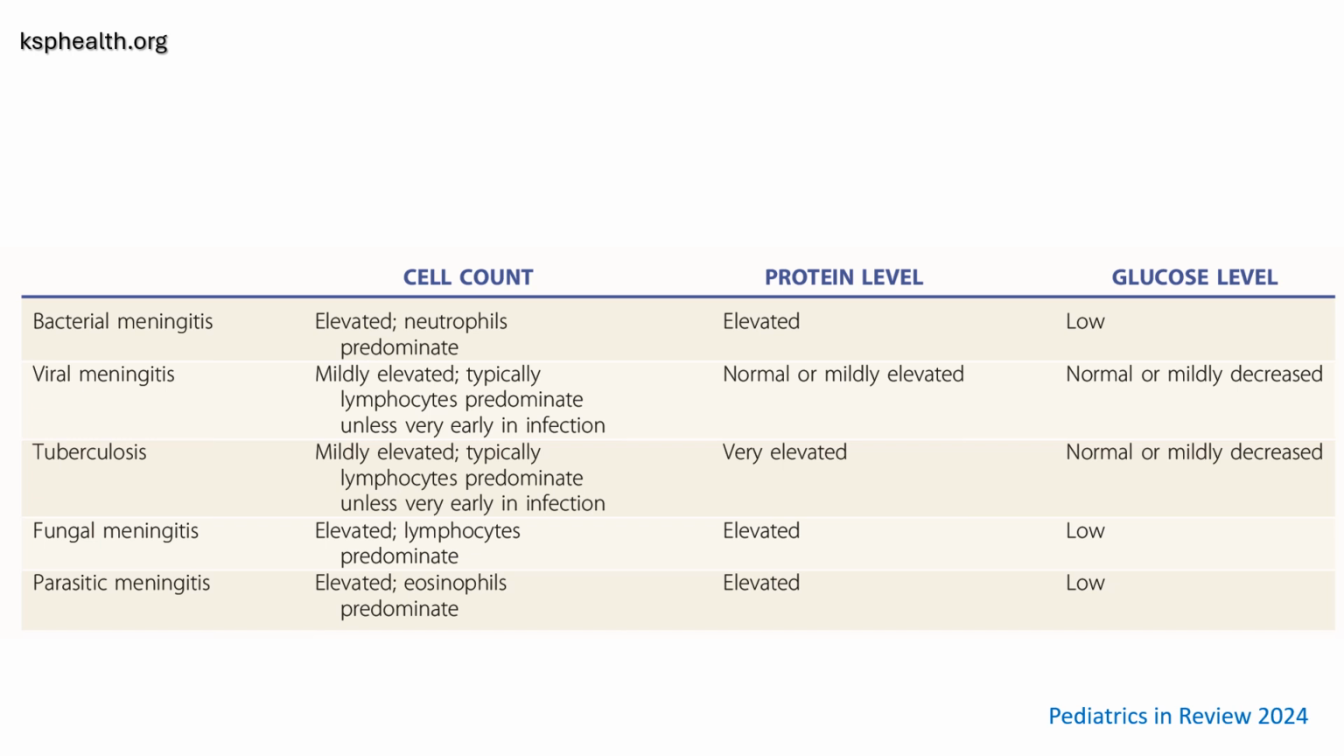On the other hand, viral meningitis, which is most common, will have a mildly elevated cell count, predominantly lymphocytes, normal or mildly elevated protein level, and normal or mildly decreased glucose level. With the advent of newer technology like PCR, which is available within 1 or 2 hours of spinal tap, you can identify not only viral versus bacterial meningitis, but the exact organism that is causing the meningitis.